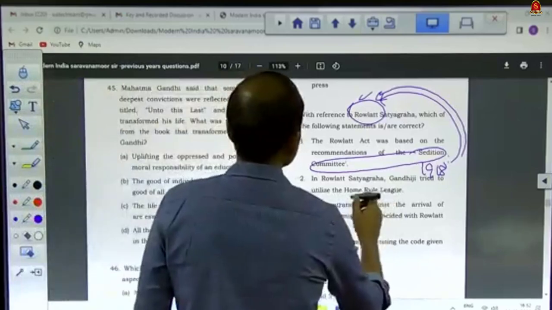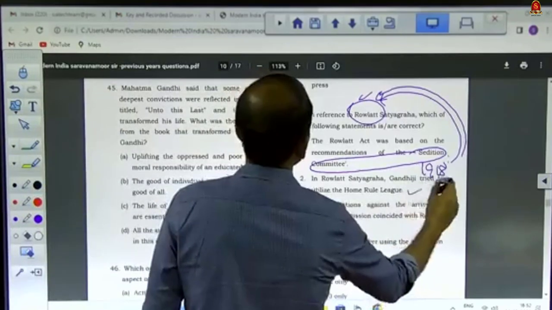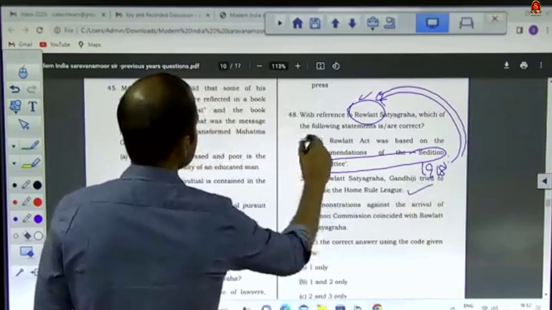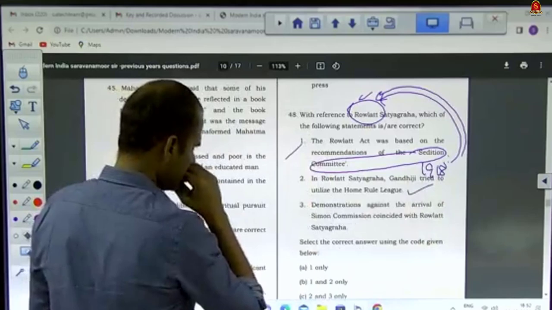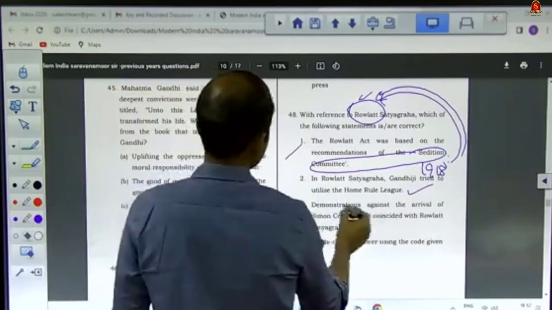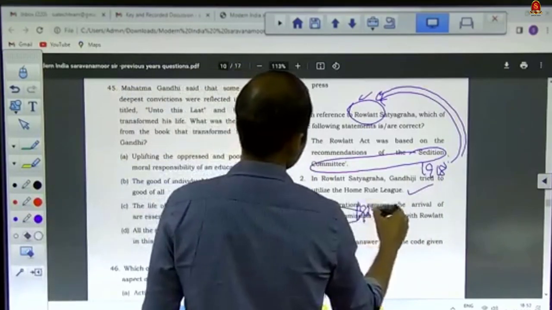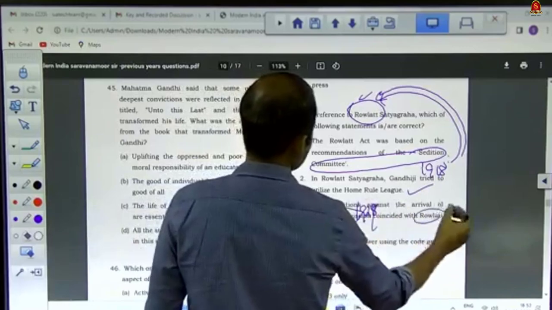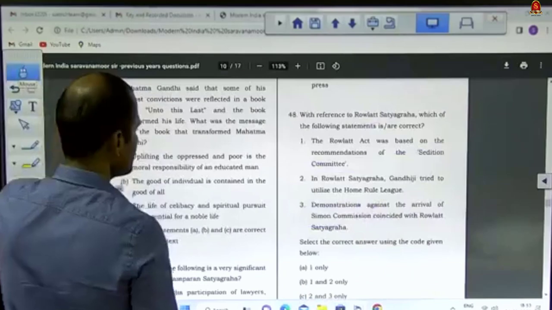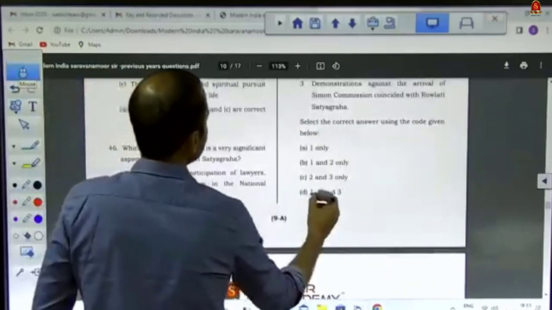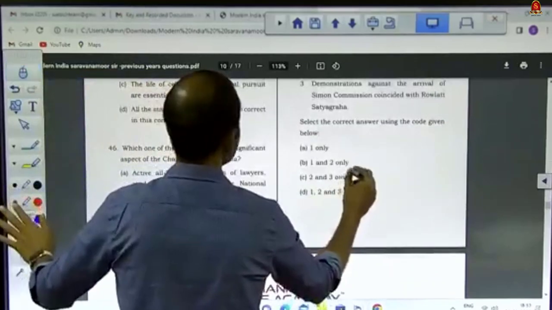In the Rowlatt Satyagraha, Gandhiji tried to utilize the Home Rule leagues. Yes, correct. This is also correct. Demonstration against the Simon Commission. The Simon Commission was 1927-28. Rowlatt Act was 1919. Absolutely wrong. Thus, you can easily eliminate C and D.